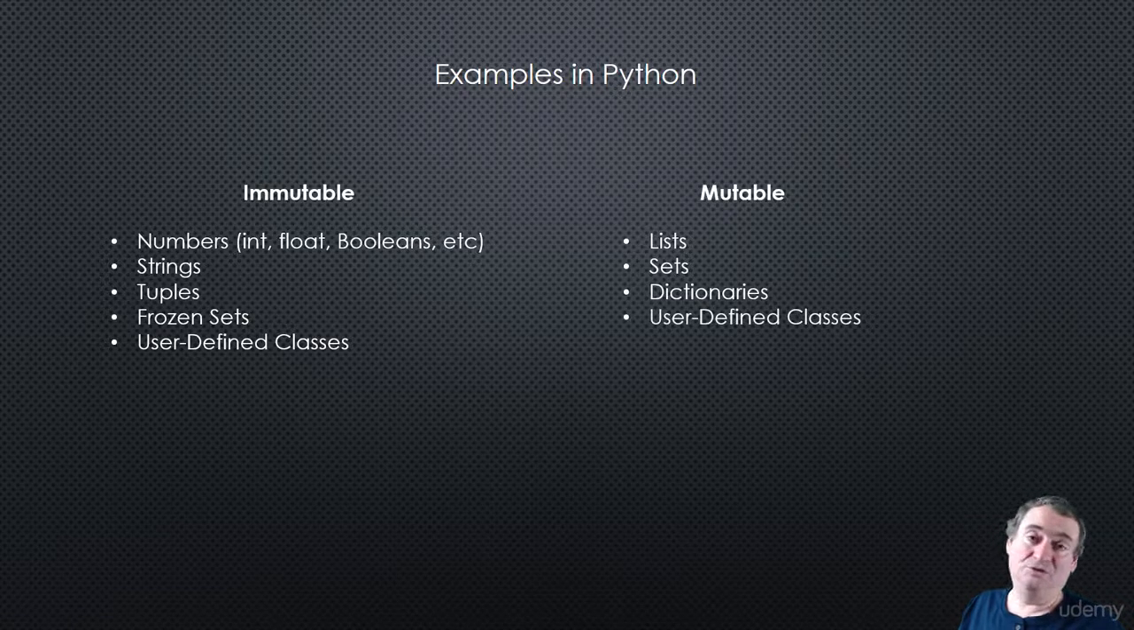And of course, your own user-defined classes can be mutable. You can write a class and you can allow people to change the value of variables inside your class. You can allow state changes to happen, in which case you have a mutable object.